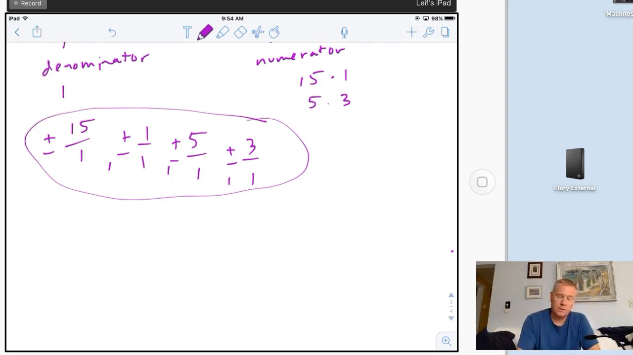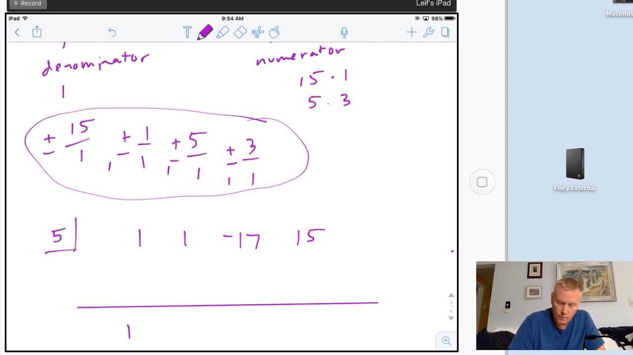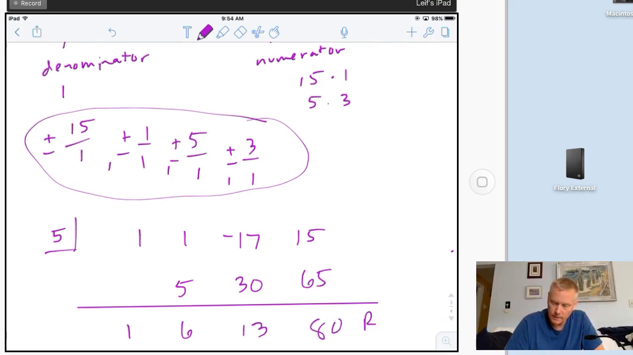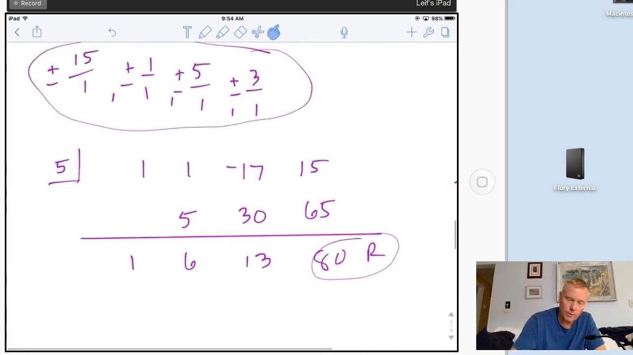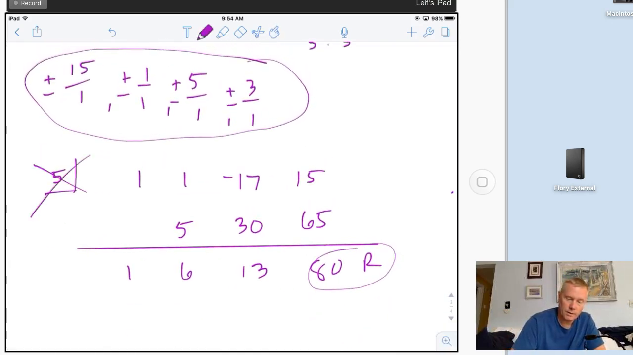So, you can start just dividing and see if they work or not. You can take 5, divide that out, my coefficients will be 1, 1, negative 17, and 15. And bring down the 1, that's a 5. Add down is 6. 6 times 5 is 30. Add down is 13. 13 times 5 is 65. You get a remainder of 80. So that's not a root, so that one wouldn't work.